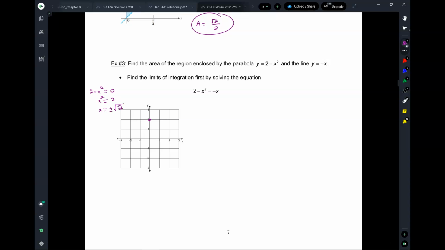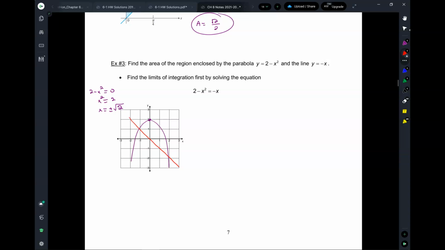You don't have to be NASA precise here. Just know that it's between about negative 1 and negative 2, so here and here. That's good enough. Now I also have y equals negative x. That looks like this, just so we know which one's above and which one's below.